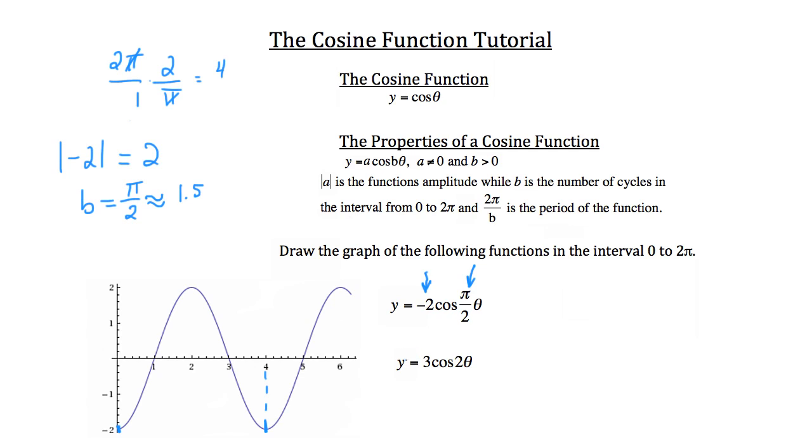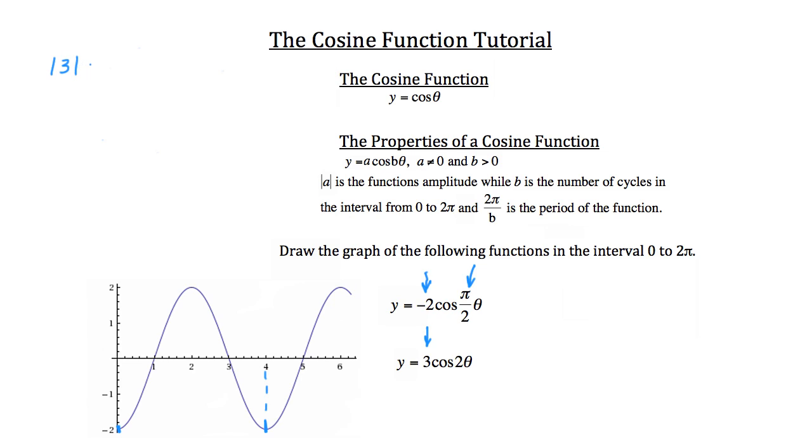Now let's go ahead and take a look at the function on the bottom. Y is equal to 3 times the cosine of 2 theta. Again, take a look at this value here. That's our a value, our amplitude. So the absolute value of that, the absolute value of 3, is simply 3. So our function is going to go 3 units up from the origin and 3 units down as it travels.